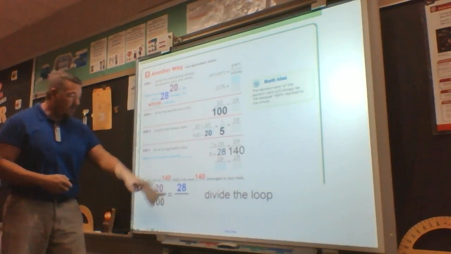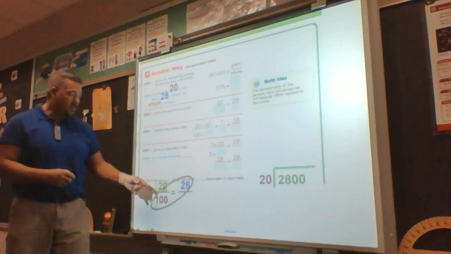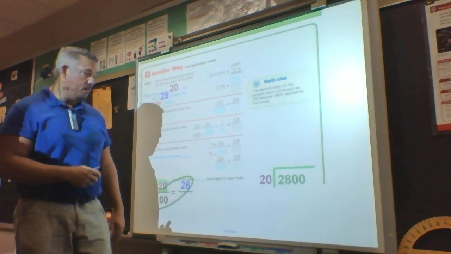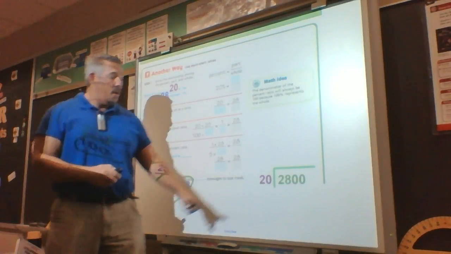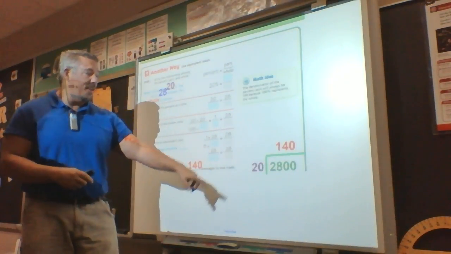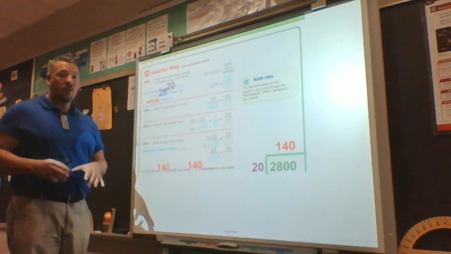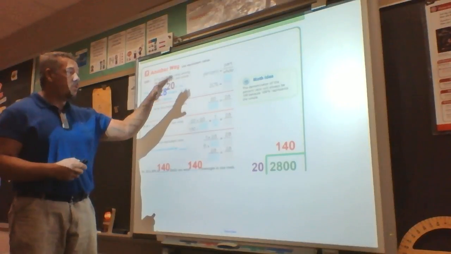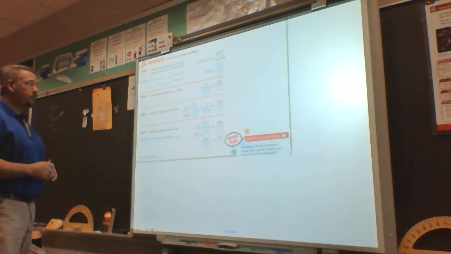So once again, I'm going to divide the pairing that's there diagonally. So I take 100 times 28, and I get 2,800. And then I divide by the lonely number, which is the 20, and 2,800 divided by 20 is indeed 140. Once again, I truly believe that dividing the loop is a lot easier than going through all of these steps to figure out what it is we're looking for.